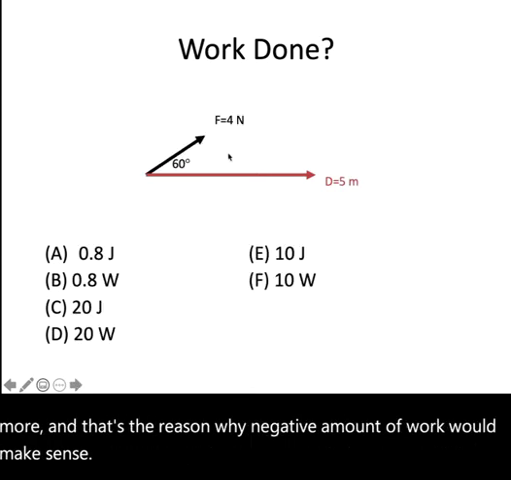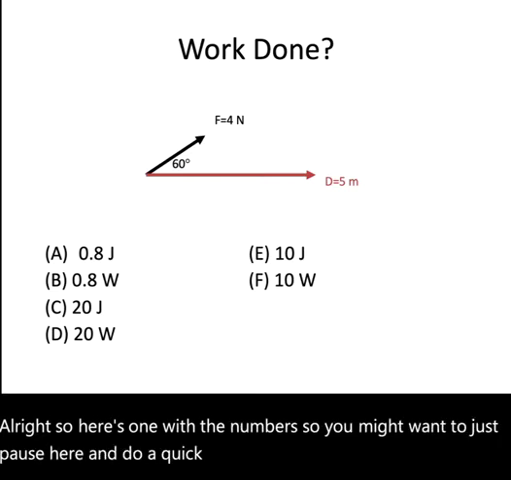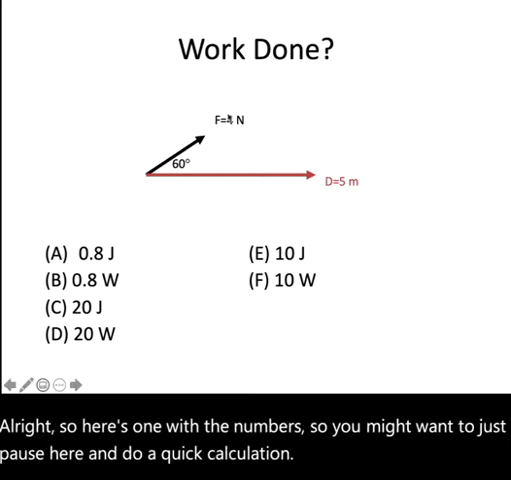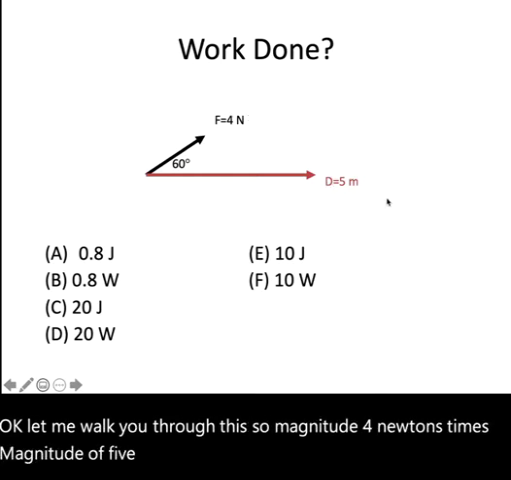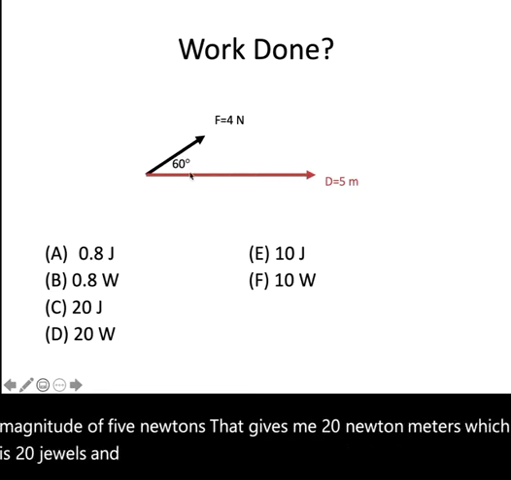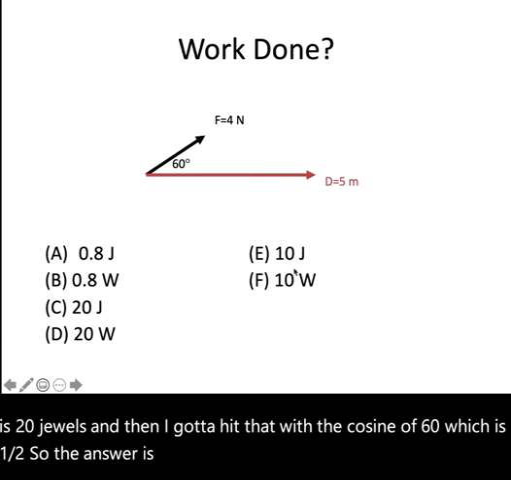All right, so here's one with numbers. So you might want to just pause here and do a quick calculation. Okay, let me walk you through this. So magnitude 4 newtons times the magnitude of 5 newtons, that gives me 20 newton meters, which is 20 joules. And then I've got to hit that with the cosine of 60, which is 1/2. So the answer is 10 joules, letter E.